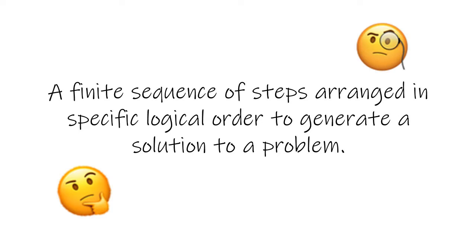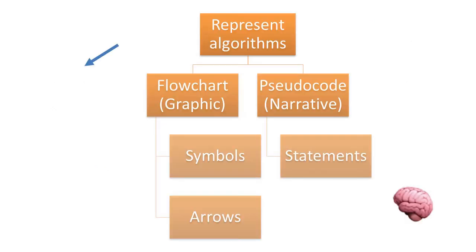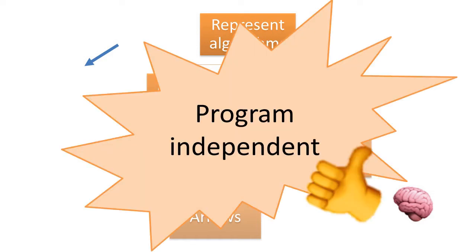To design algorithms, we first need to know what an algorithm is. An algorithm is a finite sequence of steps arranged in a specific logical order to generate a solution to a problem. There are two common methods for designing and representing solution algorithms, which are pseudocodes and flowcharts. Pseudocode is used to describe an algorithm in a narrative form, while flowcharts are used to represent an algorithm in a graphical form. The above methods are program independent, which is a plus when we're trying to solve a problem.